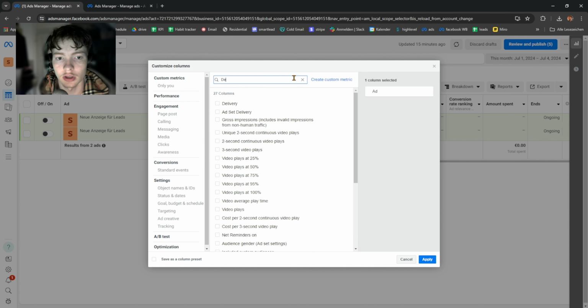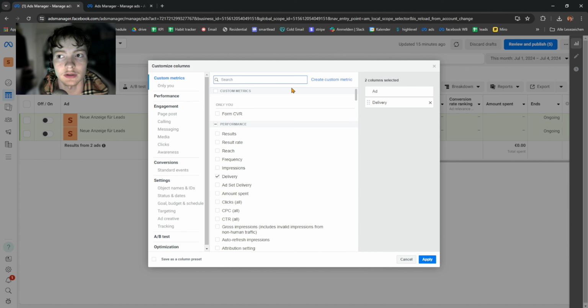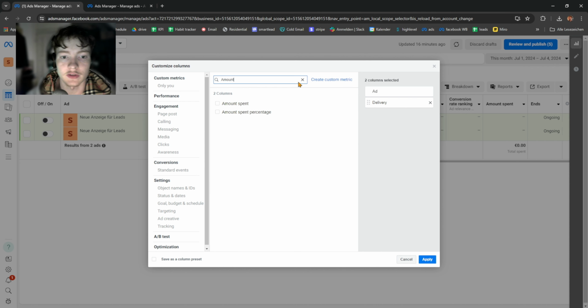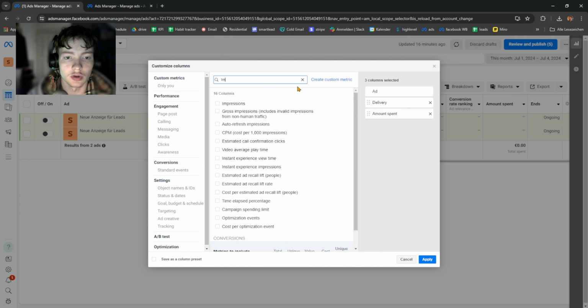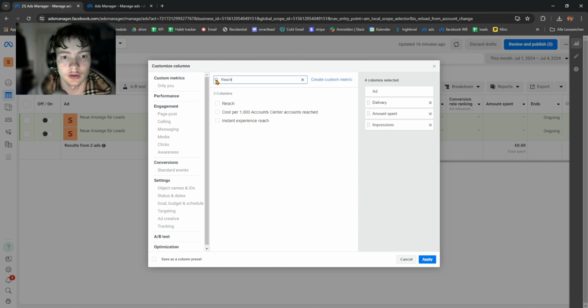So first of all, of course, you want to check the delivery. This just means that you can see if your ad is live right now, if it's in learning phase, or if it's off. Very straightforward. Then you want the amount spent, of course, so you want to see how much you spend. Then it comes more into the actual metrics. You want to definitely have the impressions in there, and you want to have reach in there.